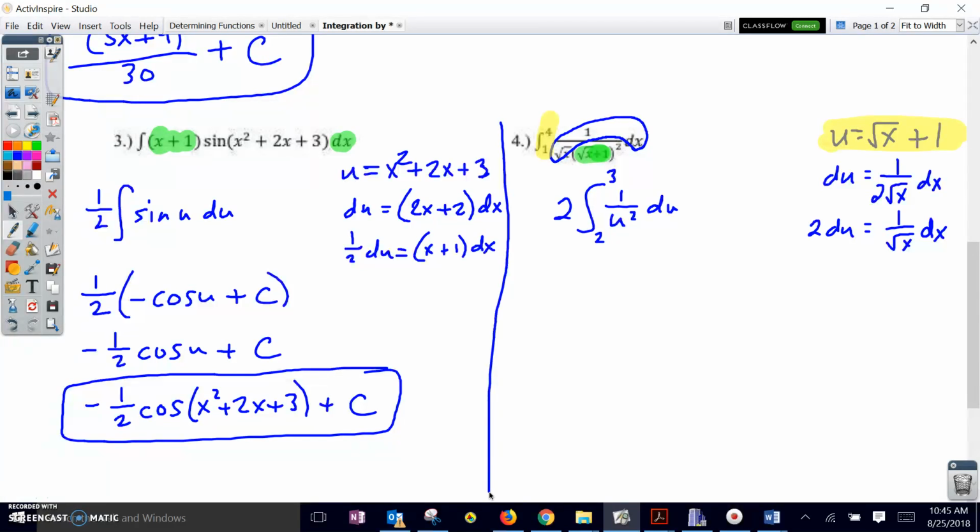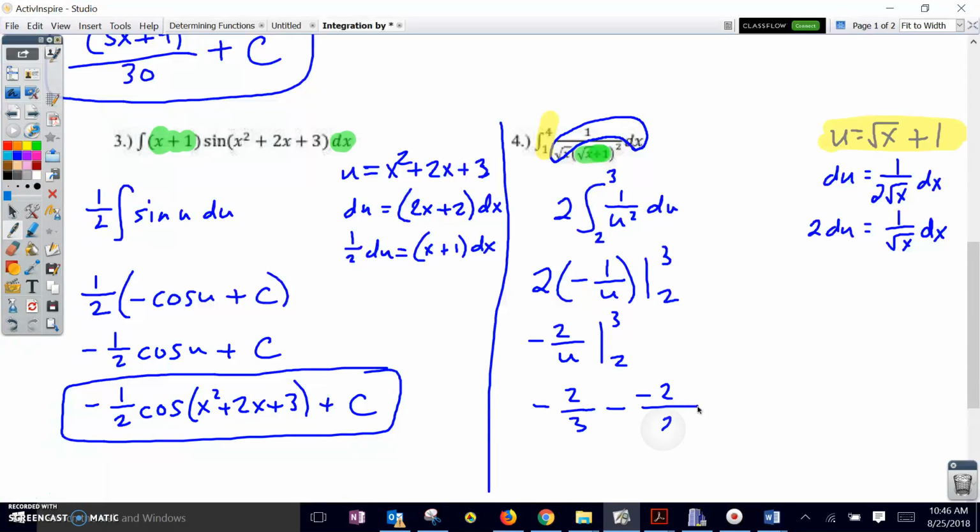I can just substitute the limits of integration after I find the antiderivative. The antiderivative of 1 over u squared is negative 1 over u. And so we've got negative 2 over u evaluated from 2 to 3. So we've got negative 2 over 3 minus negative 2 over 2. And that turns into, let's see, negative 2/3 plus 1, which is positive 1/3. Alright, there's your quick review problems.